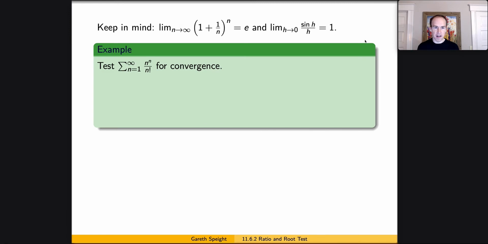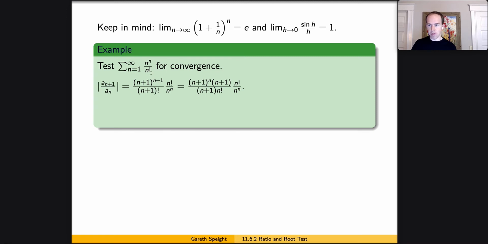Okay, so let's see a harder example with the ratio test. Let's test the sum of n^n divided by n factorial for convergence or divergence. So the terms are pretty complicated, but there are powers and factorials. So let's try the ratio test. So we have to look at a_{n+1} divided by a_n, absolute value. Here there are no signs, so we're not going to have to worry about that. Everything is positive. If we look at a_{n+1} over a_n, a_{n+1} is (n+1)^(n+1) divided by (n+1) factorial, right?